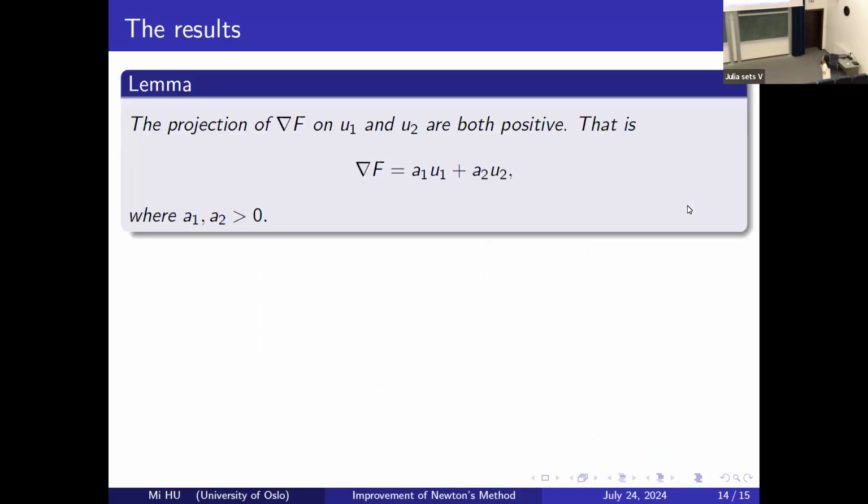Why? Because, let's see this lemma first. You see the projection of the gradient is always positive with a1 u1 plus a2 u2, and a1 and a2 both are positive. Because you remember the wk is also positive on the two vectors u1 and u2 if you project it. So this means the angle between the gradient of f and the wk is always between this u1 and u2.